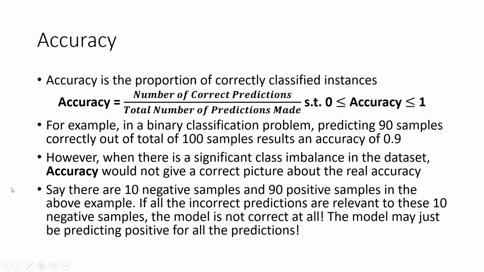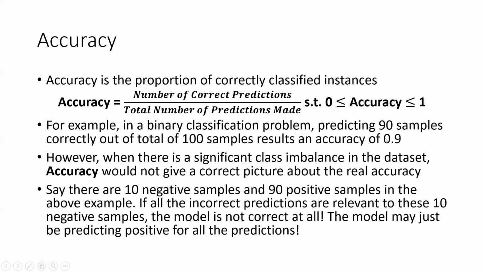So let's see why it happens. In the earlier case, we said that if there are 100 samples and we can predict 90 samples correctly, we get an accuracy of 0.9. But suppose that all the 90 data points are positive samples, and the other 10 data points are negative samples. Still the accuracy would be 90% or 0.9.